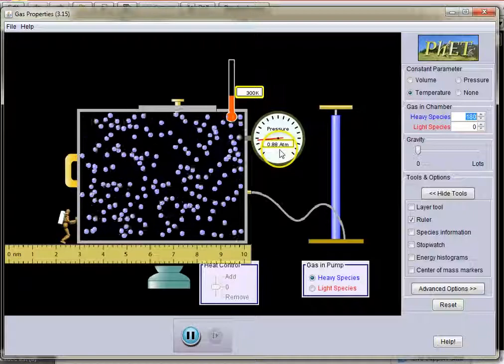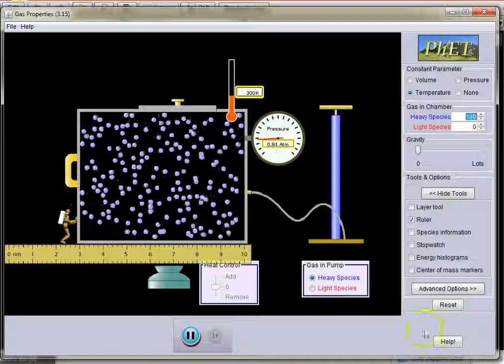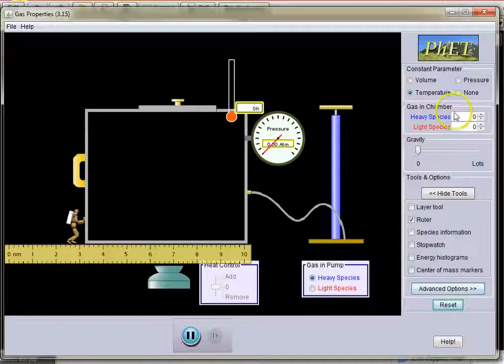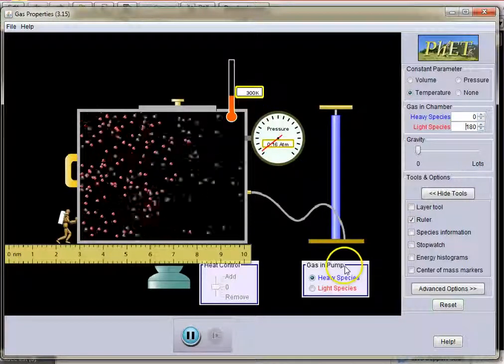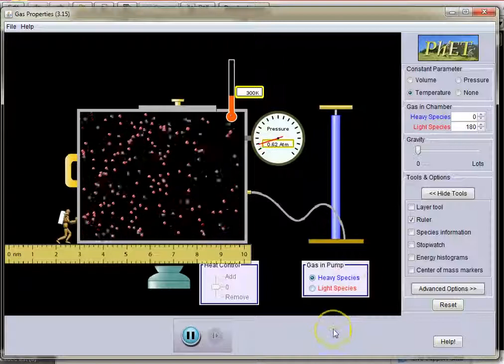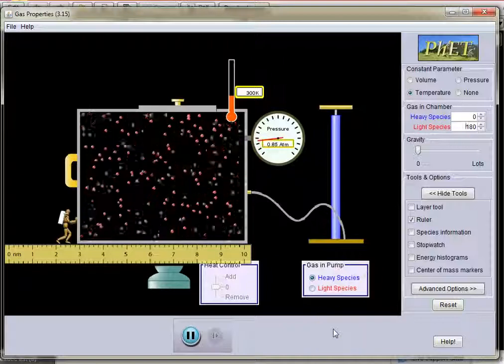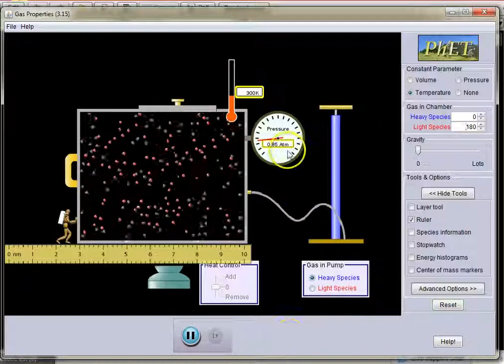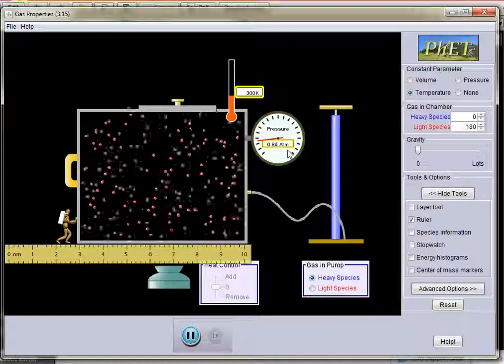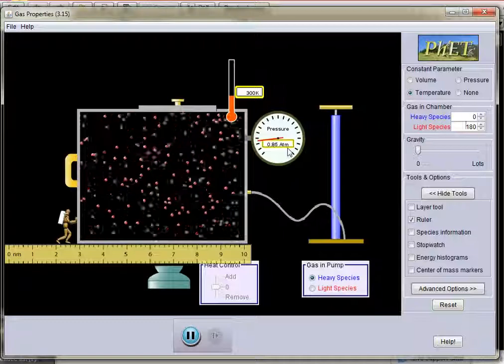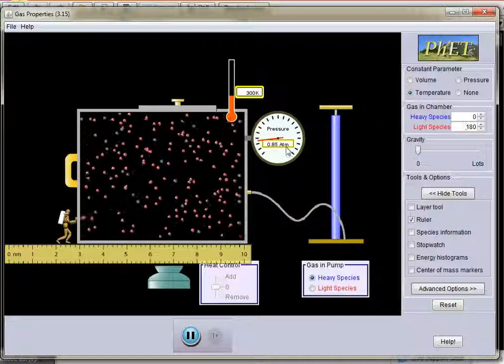Alright, so we noted pressure, temperature and volume. Let's hit reset, same thing. We're going up to 3 here. Now we'll introduce 180 light particles. You can see they have more energy, so they bombard more, and the temperature, pressure and volume are again pretty much the same as before. They may not be identical, but they are going to be in the same region.